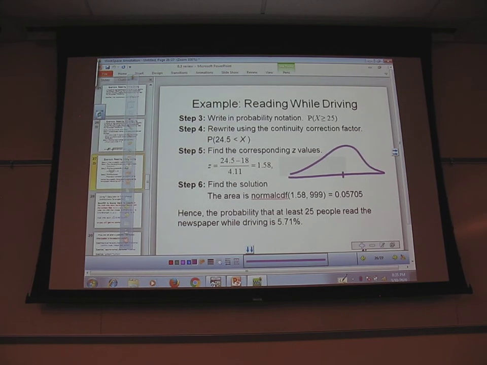Here's the 1.58, sorry, 1.58. And I want greater than or less than? So I'm going to shade to the right or the left. Right. Good. And then we're going to do normal CDF of 1.58 to 999, and we'll get their approximation.